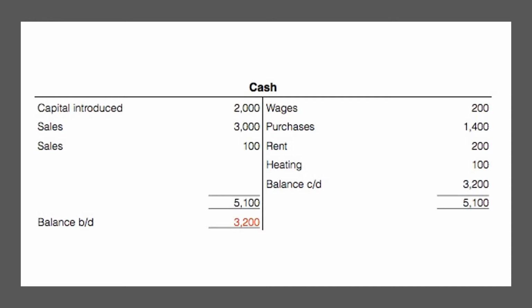Below that, you can see the $5,100 on both sides. So the balance is $3,200. Seems pretty simple, right? It's because it is. Again, on the left-hand side, we have our debits. Right-hand side, we have our credits. And for a cash account, which is an asset account, debits go up and credits go down.